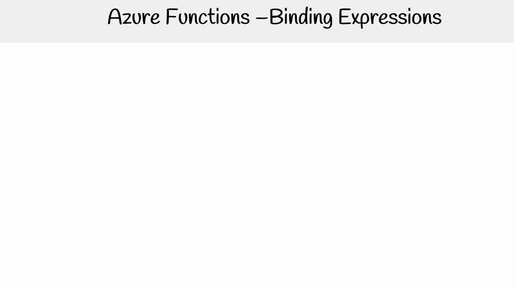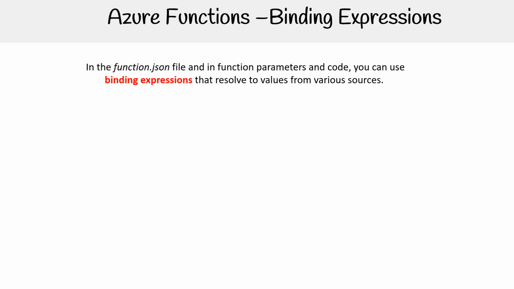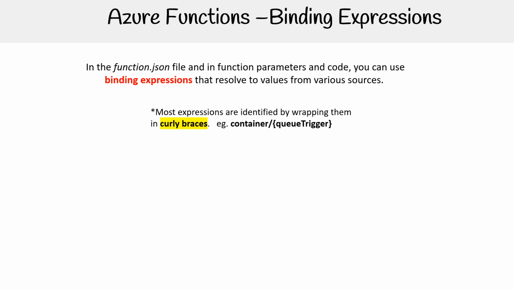All right, let's take a look here at binding expressions. In the function JSON file and the function parameters code, you can use binding expressions that resolve to values from various sources. Most expressions are identified by wrapping them in curly braces. I say most because there's an exception where you do not use curly braces. But the idea is that it allows you to have kind of dynamic content within your function JSON file.